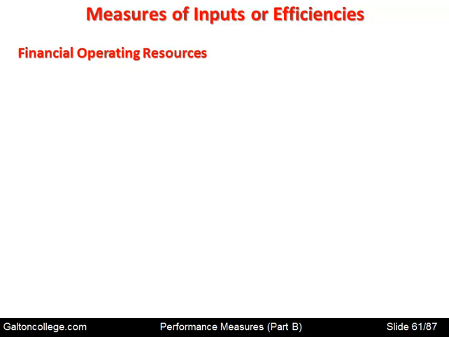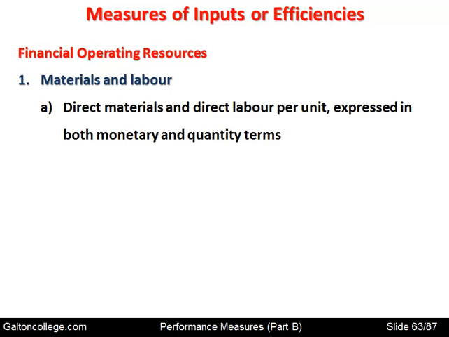Now the financial operating resources, well, material and labour are an obvious example of operating resources. The materials and the labour have financial costs. The labour had to be trained, let's say, and the materials have to be bought into stores. So direct materials and direct labour per unit expressed in both monetary and quantity terms, I beg your pardon.